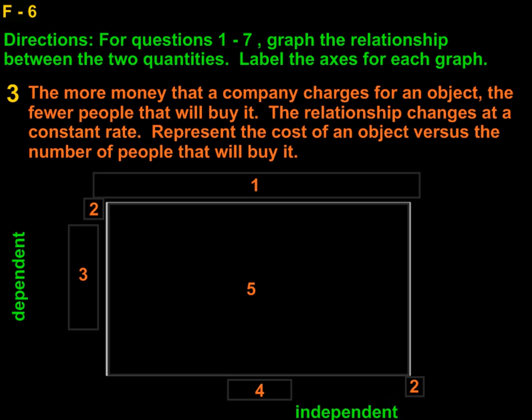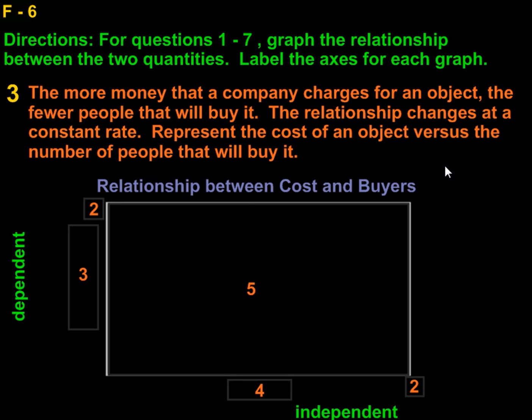Well, in this problem, we have a couple of things. As you can see, we have a company charging money for an object, and the more money that it charges, the fewer people that'll buy it. So let's think about what a title could be for this. We could title this graph, the relationship between cost and buyers. That'd be the first step. The second step is labeling the y-axis and the x-axis. The third step is coming up with what is going to be my y value.